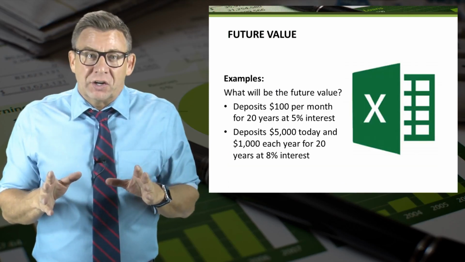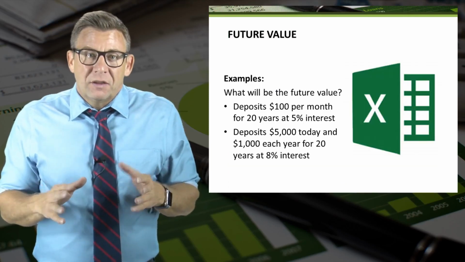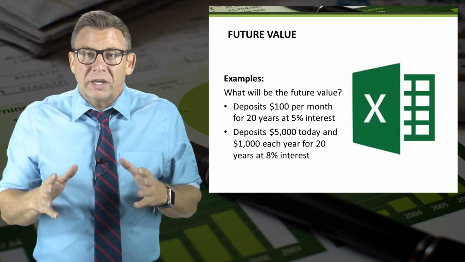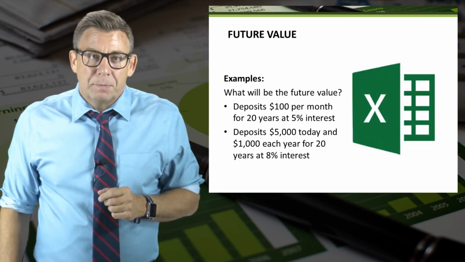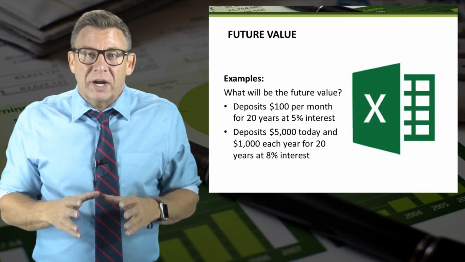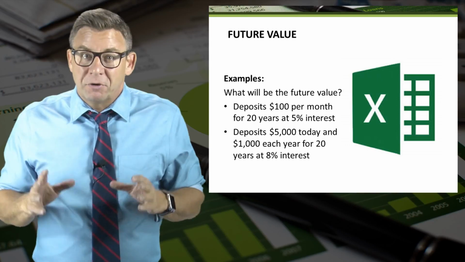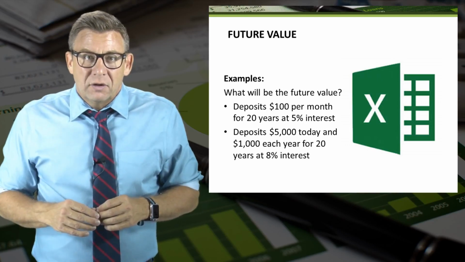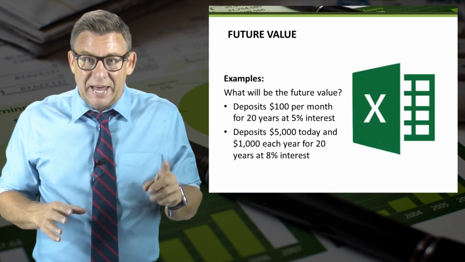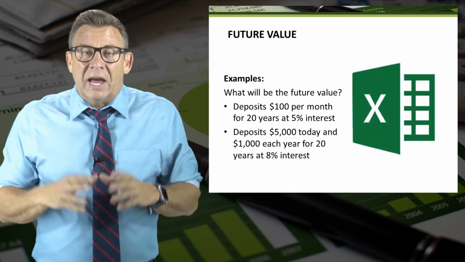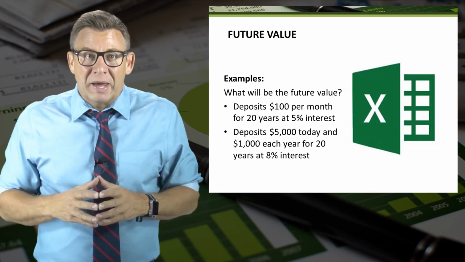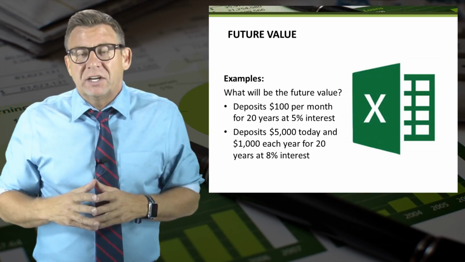So let's look at two more scenarios where we'll have a payment. The first is calculate the future value when deposits of $100 per month for 20 years at 5% interest are made. Since these deposits are monthly, we need to divide the interest rate by 12 and multiply the number of periods by 12. The next is calculate the future value when a one-time deposit of $5,000 is made today, which is the present value, and $1,000 each year for the next 20 years are made, which are payments. We'll assume 8% interest for this one.